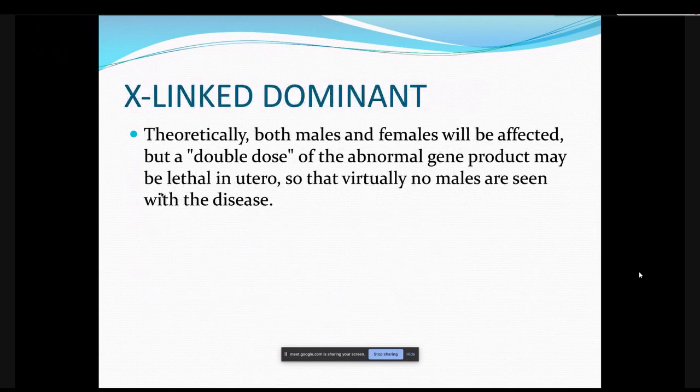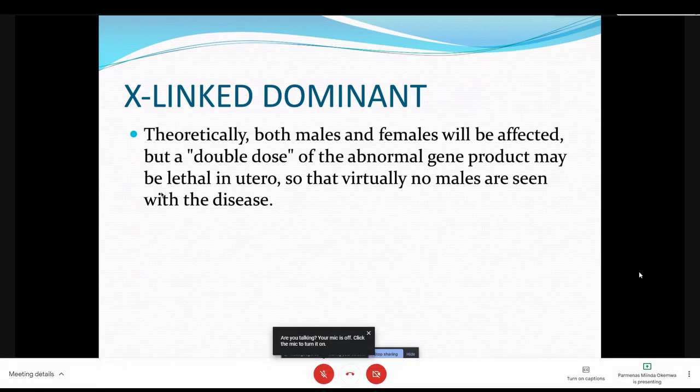When you're talking about X-linked dominant, theoretically both males and females will be affected. But it seems that a double dose of the abnormal gene product may be lethal in utero, so virtually no males are seen with this disease. So very few X-linked dominant conditions are seen.